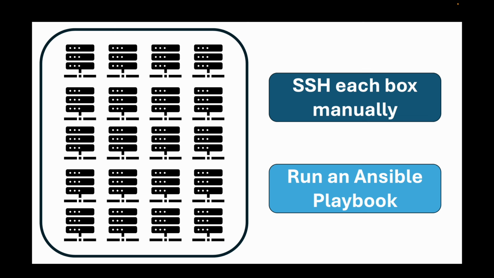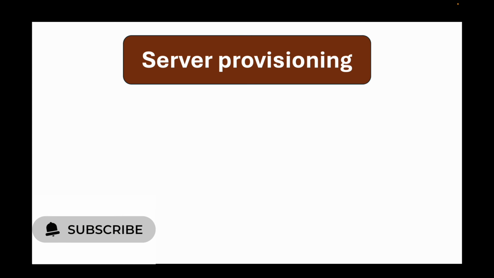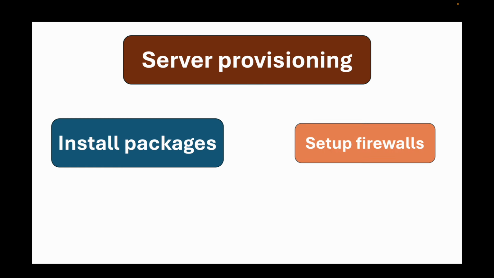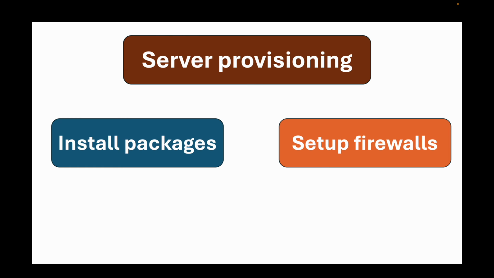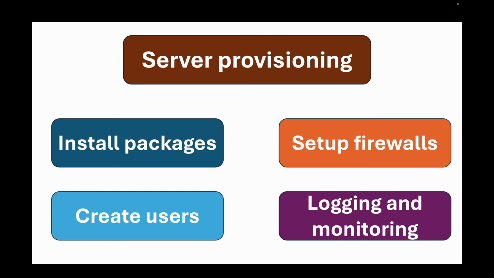Now, let's dive into some practical ways of how Ansible is being used across organizations today. So the first usage you have for Ansible is server provisioning. Imagine you are launching 10 new servers on AWS with Ansible. You can install packages like Nginx or Python or any packages you want. You can set up your firewall rules. You can create users and assign SSH keys to these users. You can configure logging and monitoring agents as well.